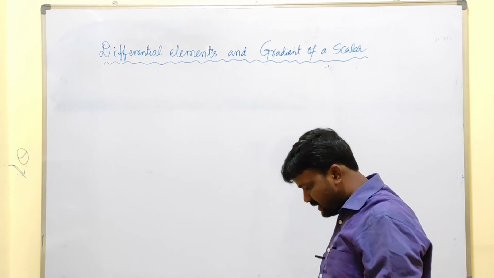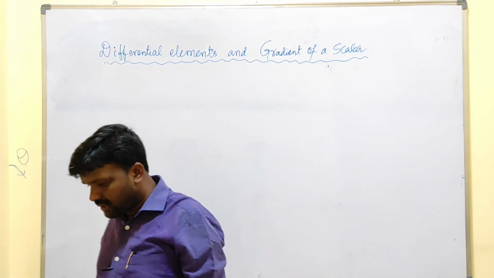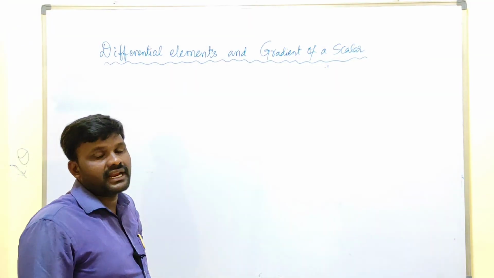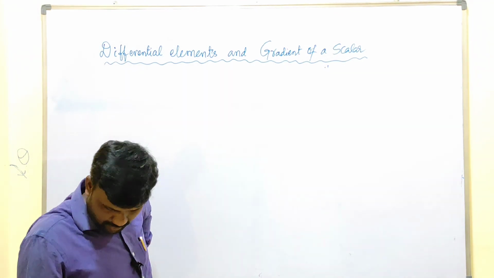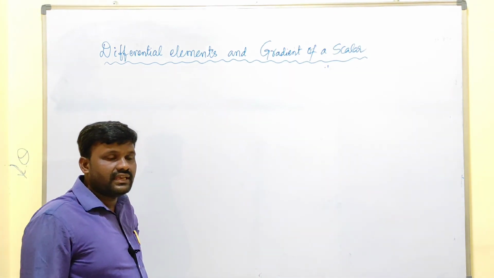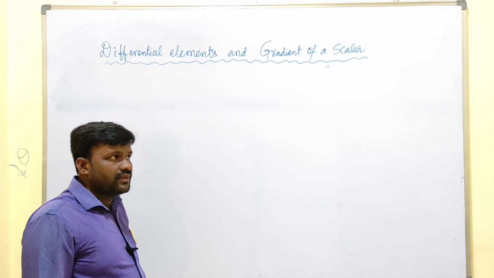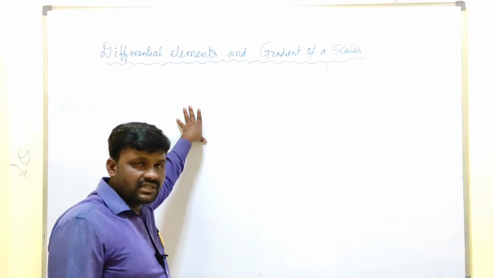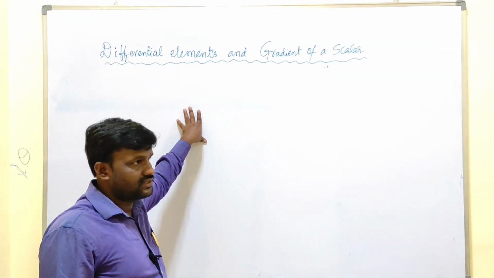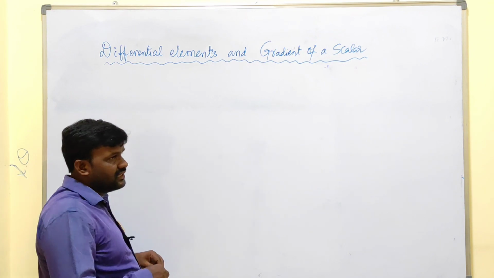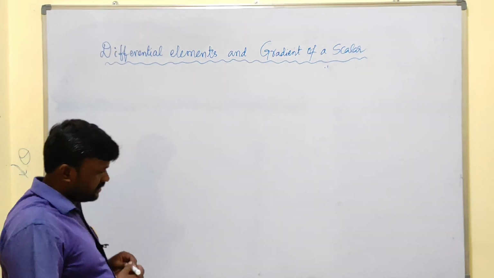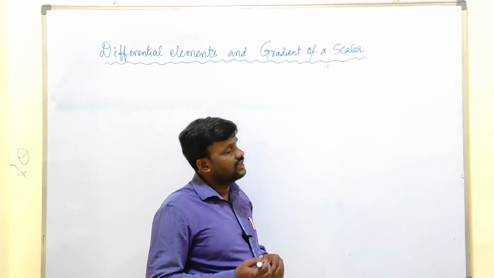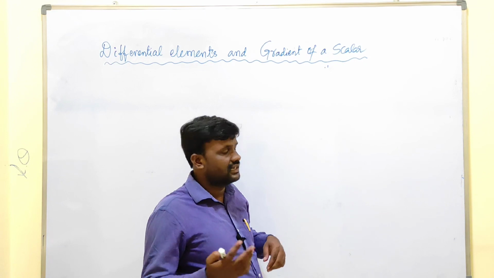What are the differential elements in different coordinate systems? Basically, to analyze our electromagnetic field parameters, we require knowledge of orthogonal coordinate systems, that is Cartesian, cylindrical and spherical. In Cartesian the elements are x, y, z; in cylindrical rho, phi, z; and in spherical r, theta, phi.